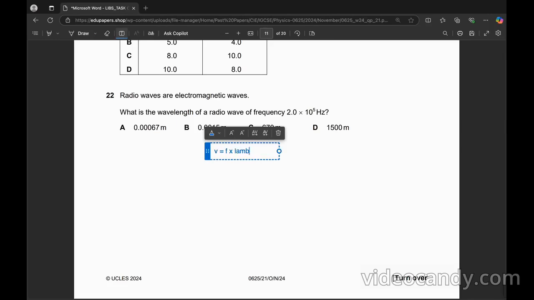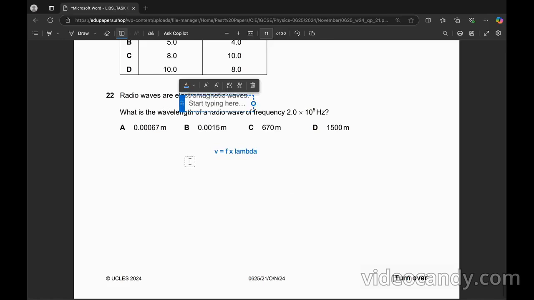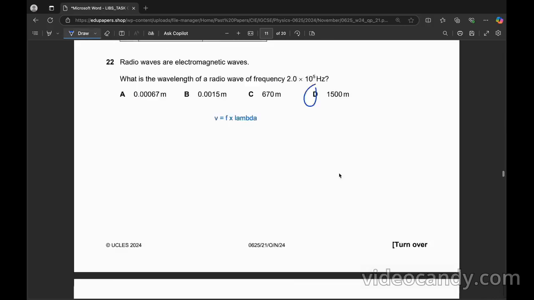So I'll just write it like this. And velocity is just 3.0 × 10^8 meters per second, because it's an electromagnetic wave. So you want to find lambda. That would be 3 × 10^8 divided by 2 × 10^5, and you will get 100 meters. D.